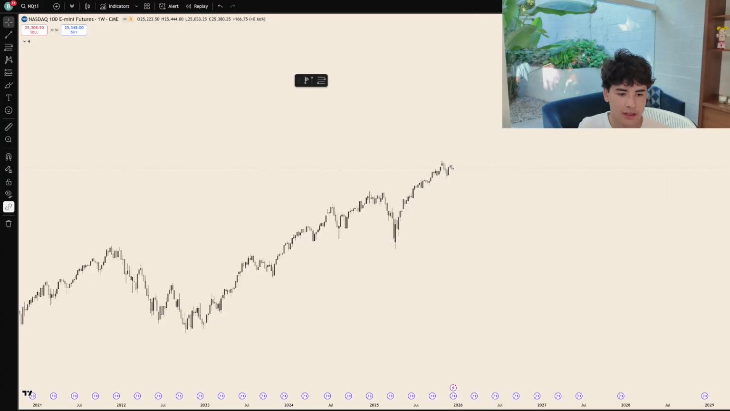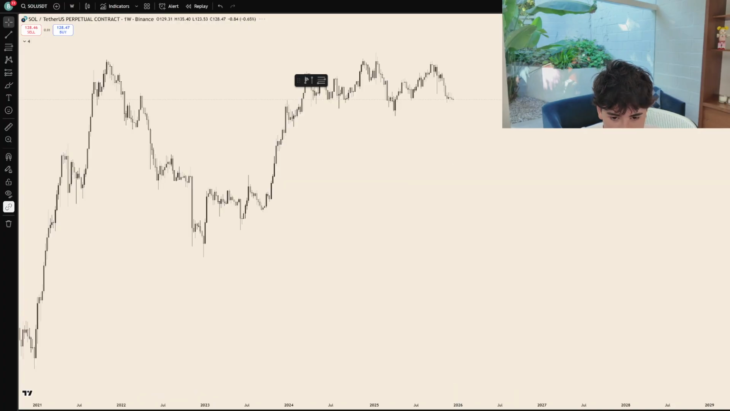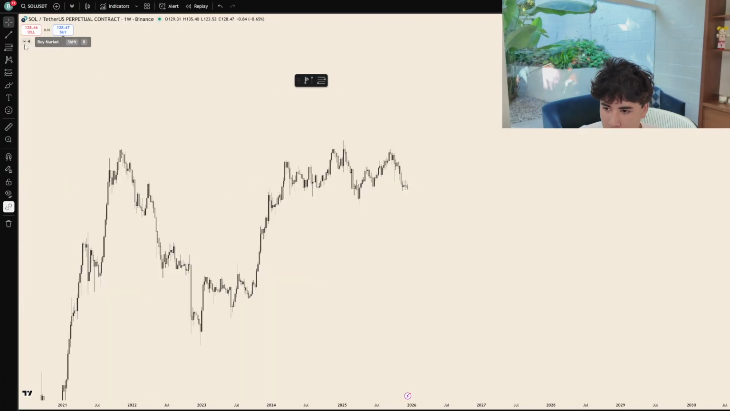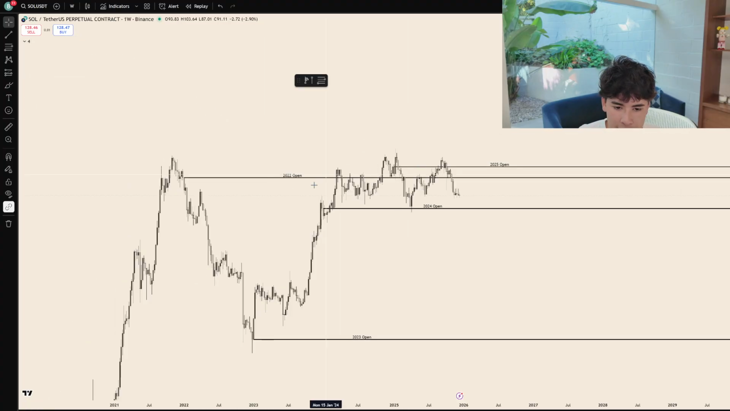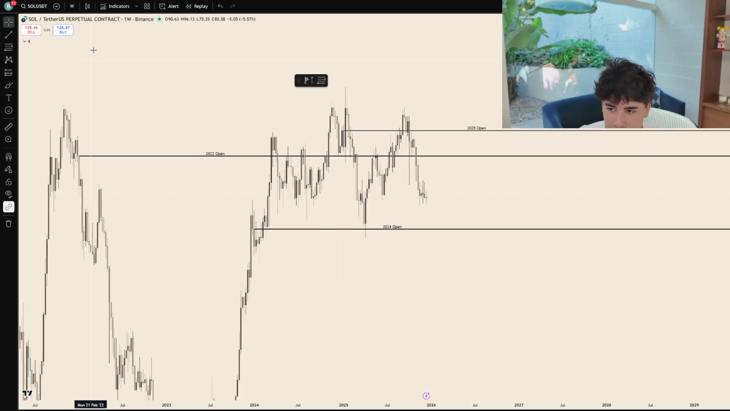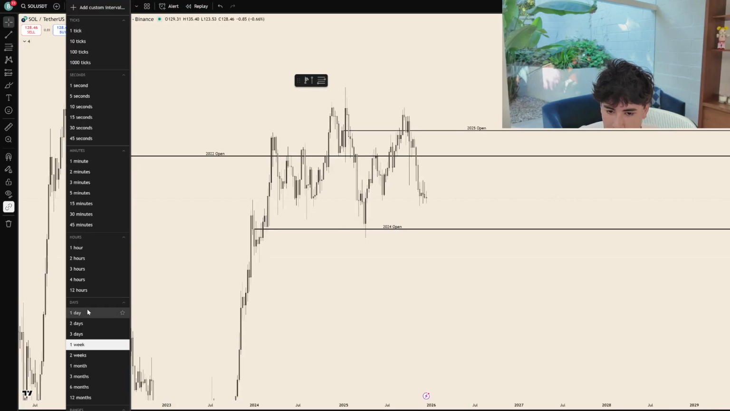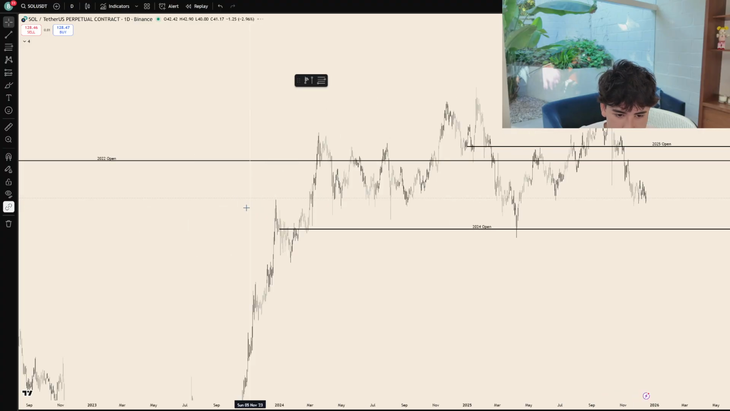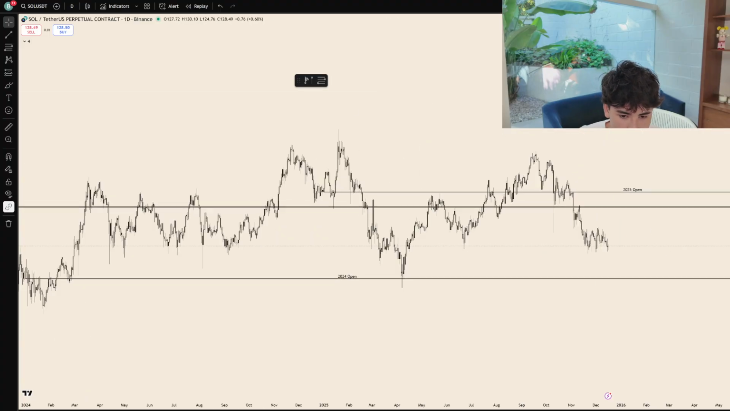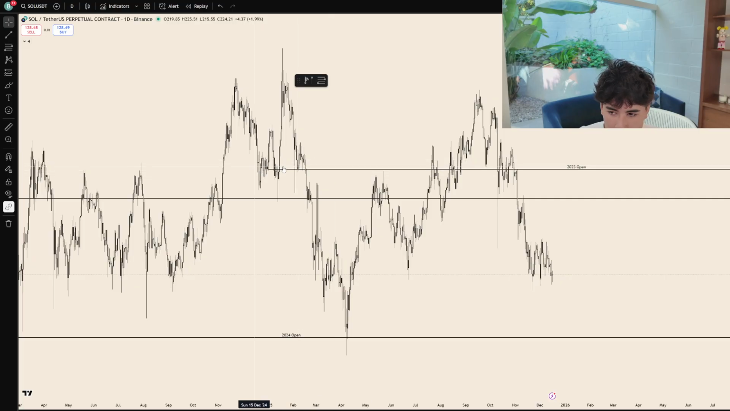Now let's find some key level deviations. Let's go over here on the Solana chart. I'm just going to use this indicator. We'll go over this, but just to mark out the opens. So let's go on to the daily time frame. Okay, so we see that we have the 2025 open here. The 2025 open should be a key support and resistance level.